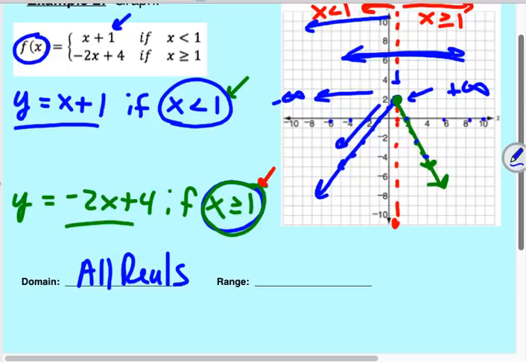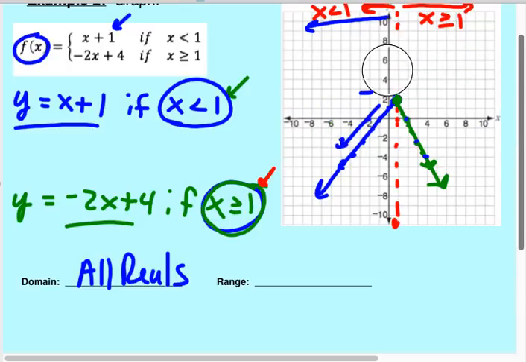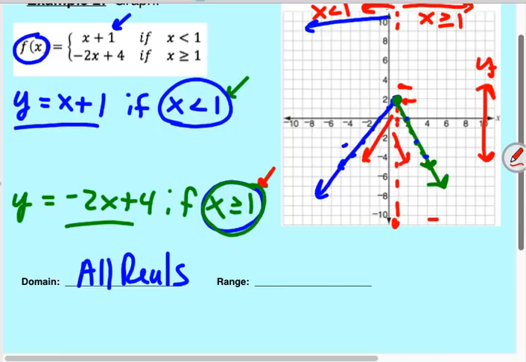Now, the range here is a little bit different. Range is going up and down, your y values. So if I'm looking at this graph, thinking of my y values going up and down, there's a y value at 2, but is there a y value at 3? No. Both of these graphs go down, so both of them get to -infinity as they go down. So it's covered to -infinity, but it never gets to 3.